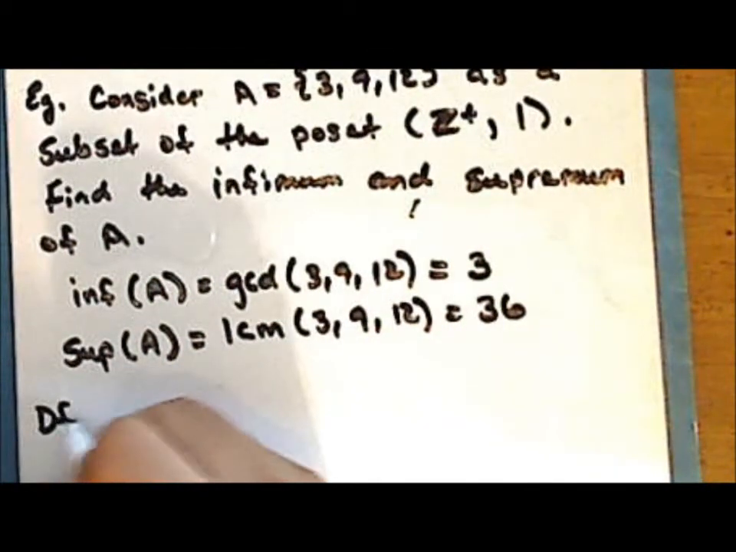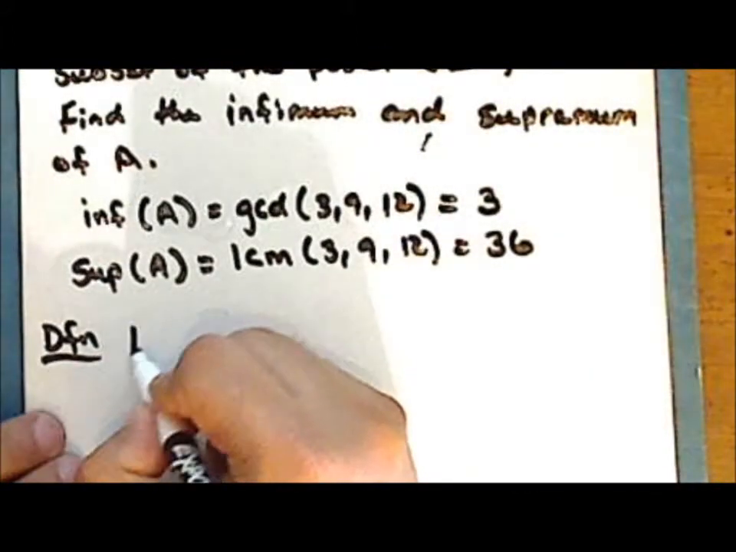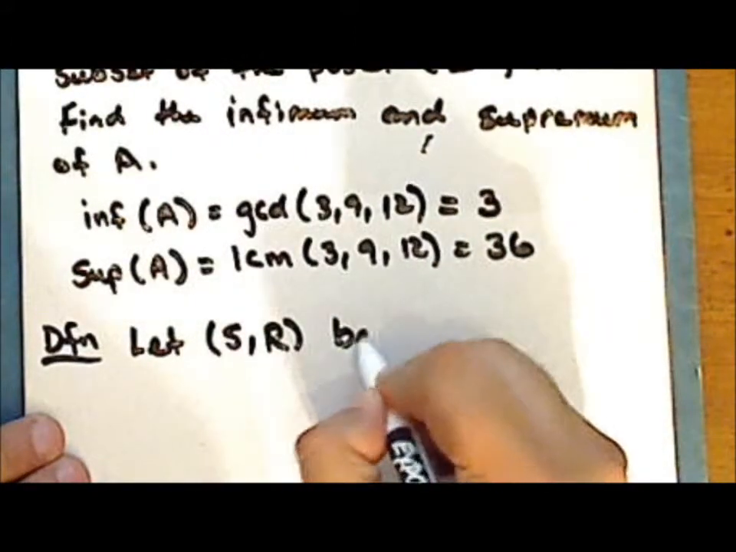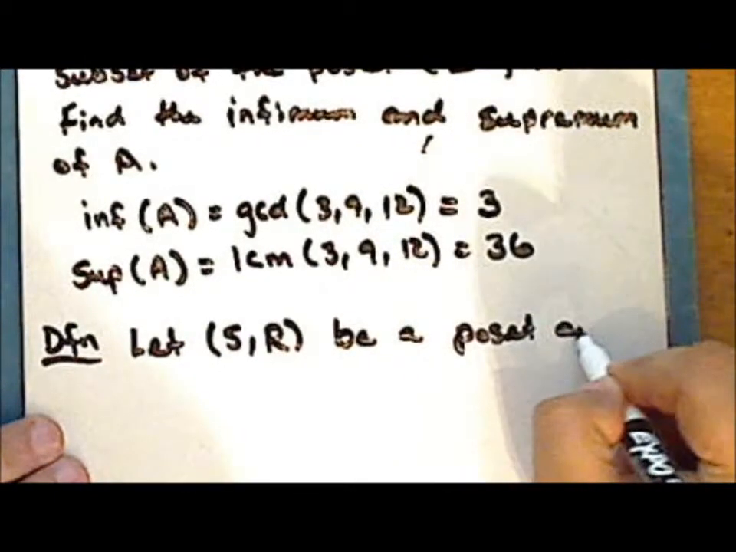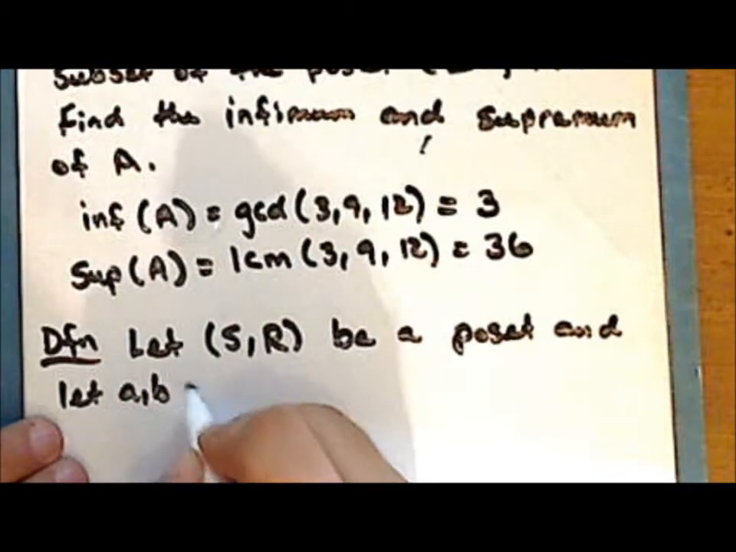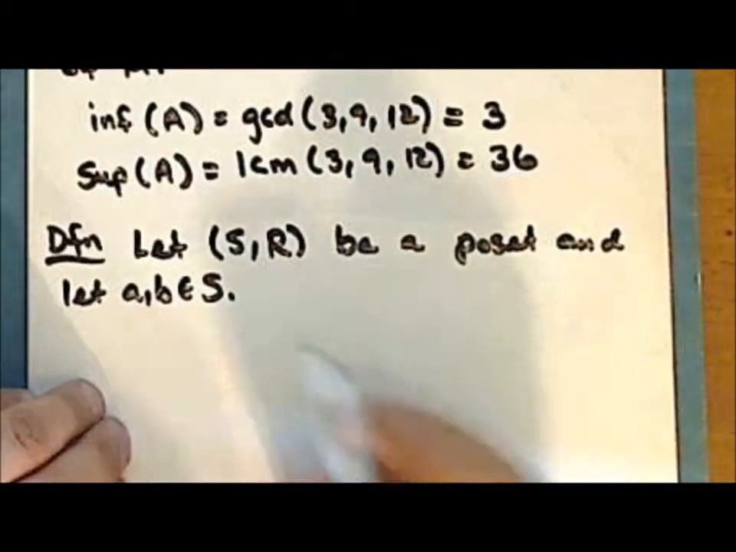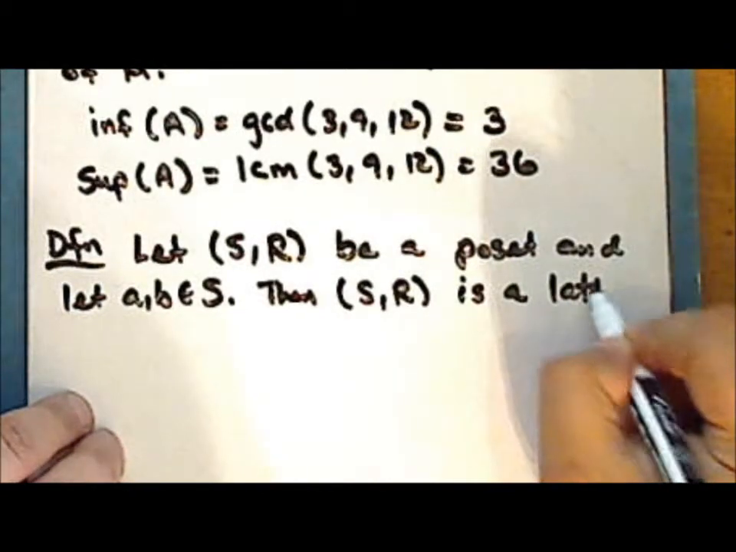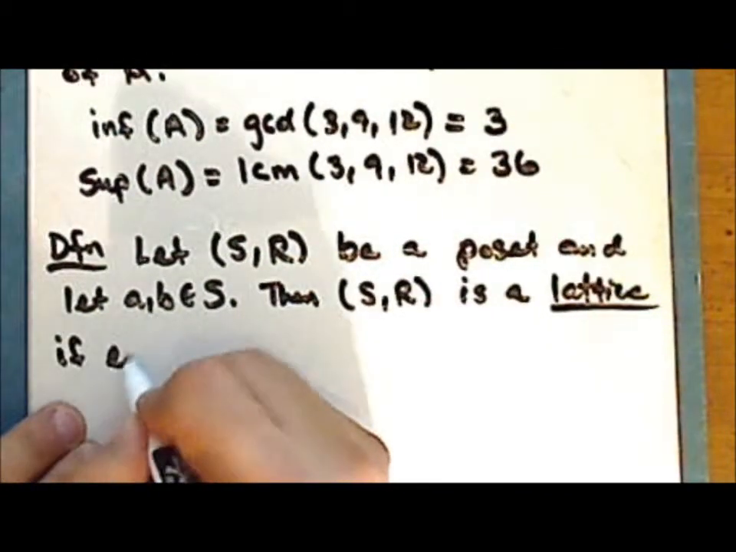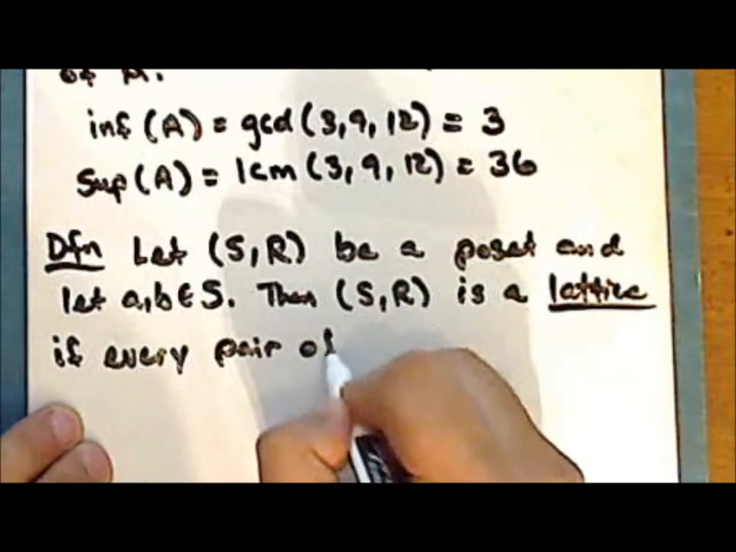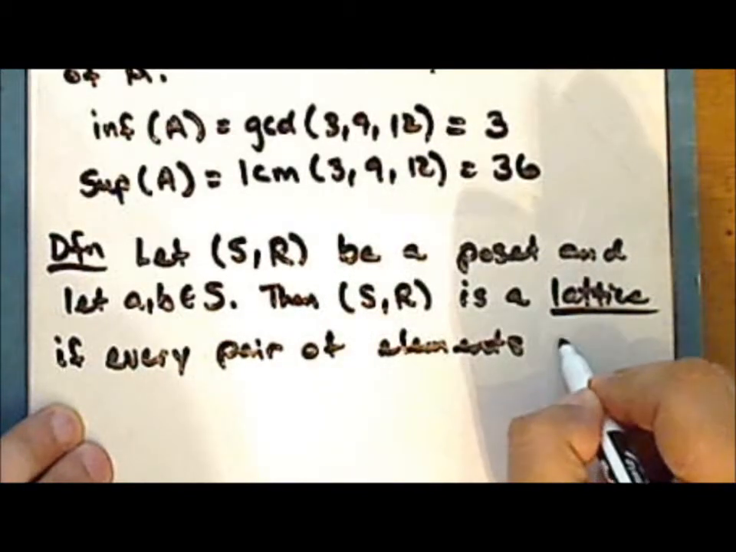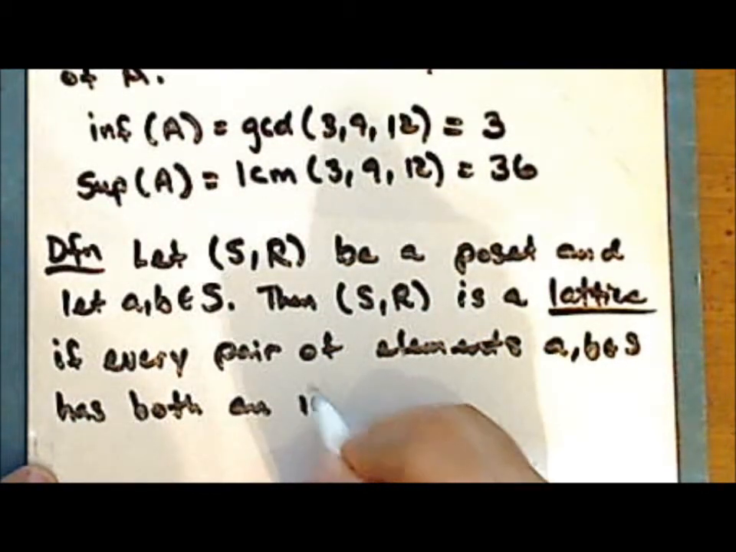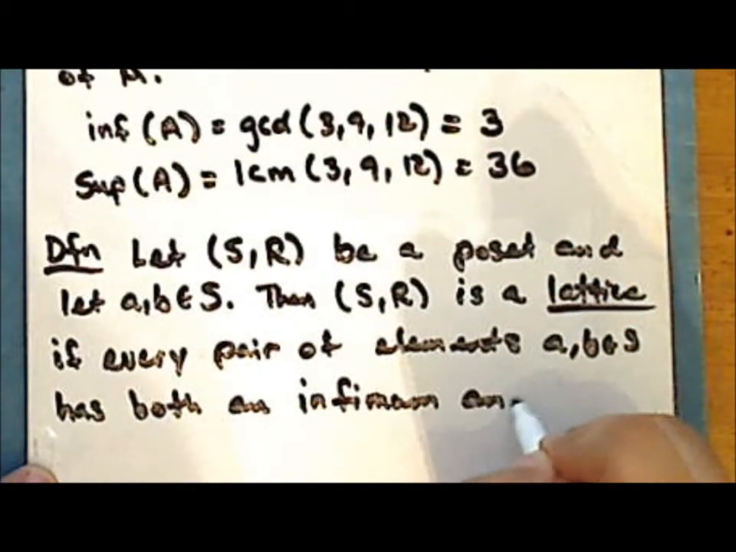So now we're ready to define a lattice. So let S together with some relation R be a poset, and let the elements A and B be in the underlying set S. Then this poset is a lattice if every pair of elements A and B has both an infimum and a supremum.